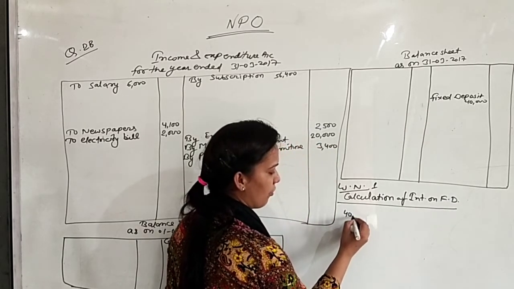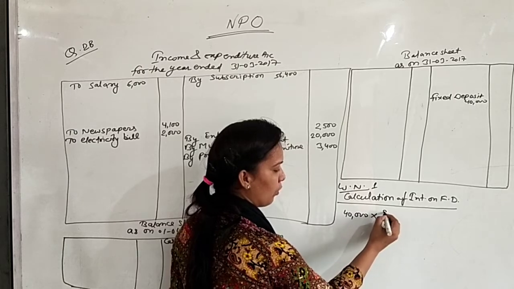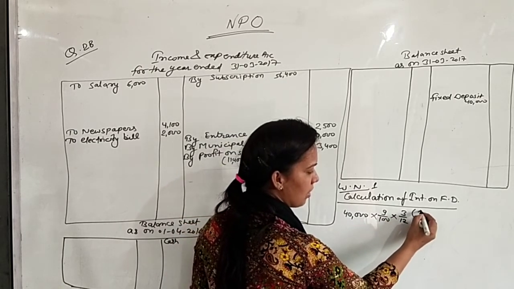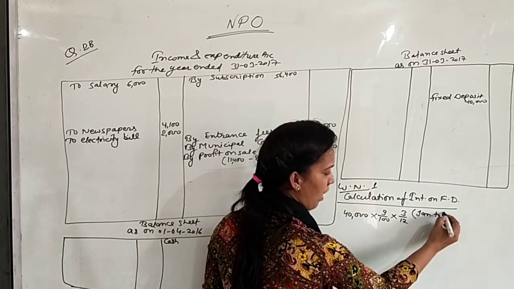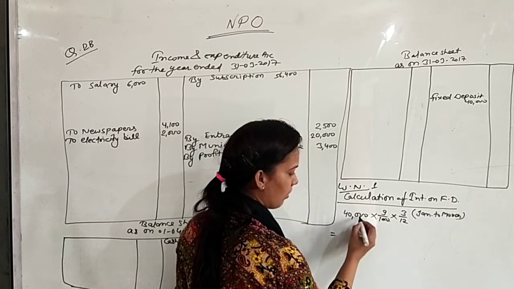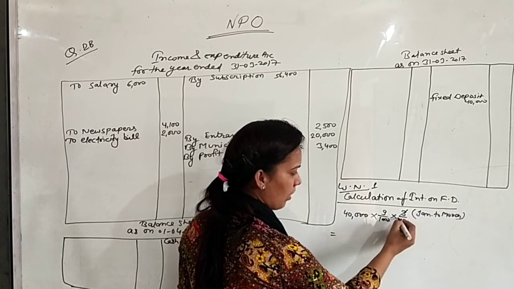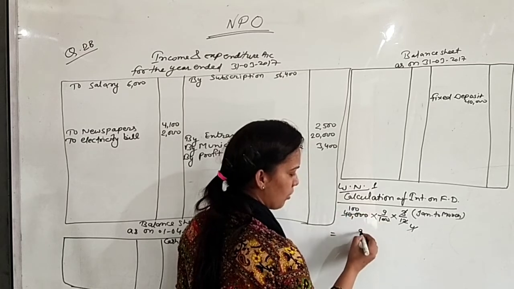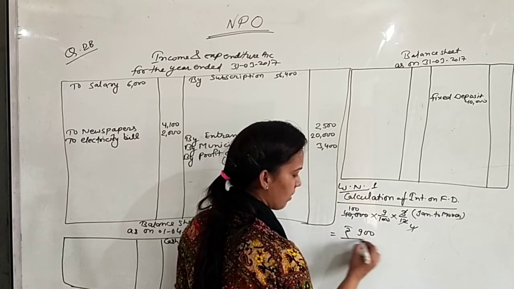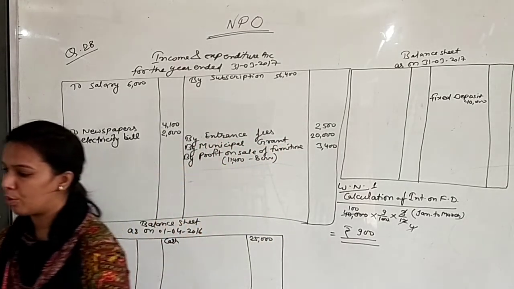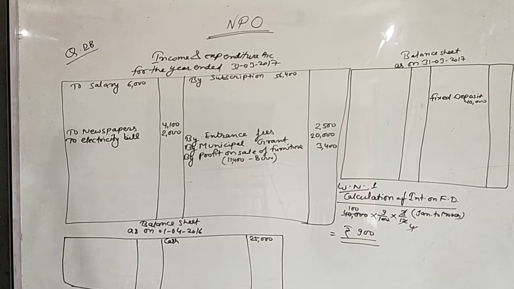Actually, the fixed deposit is 40,000 into 9% multiplied by 3 months. That 3 months is for January to March. So calculate this interest. 3 1 is 3, 3 4 are 12, 4 to 100, means your interest is 900 rupees. And check whether out of this 900 you are receiving any amount during the year. No, there is no interest amount that we received during the year.